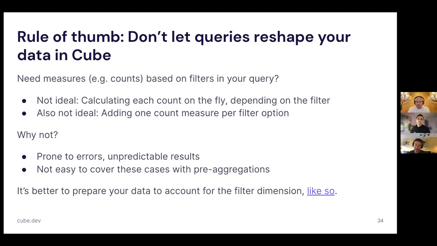So you should be less afraid of having some redundancy here if you're adding more dimensions to support different filter parameters. Because again, we're taking metrics, not raw data, and incorporating that into your pre-aggregations.